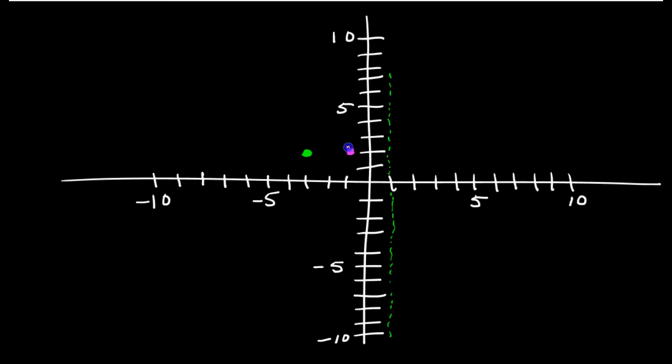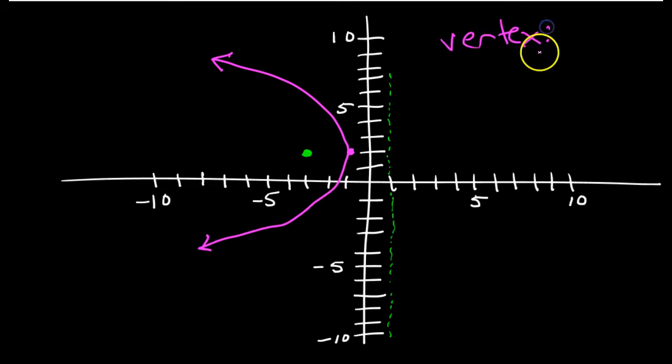And I know that I'm dealing with a parabola that is facing to the left, because the parabola is always sort of wrapped around the focus. Notice that the vertex is the point -1, 2.